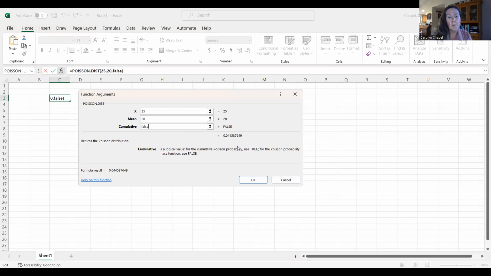And I see we get 0.044. So what did I? Oh, my mistake. I found my mistake, so I will go back and show you. 0.04458 is our actual number. I make mistakes, and sometimes we can learn from those mistakes. But this 0.044 is actually correct. 44587. So we're going to go okay.